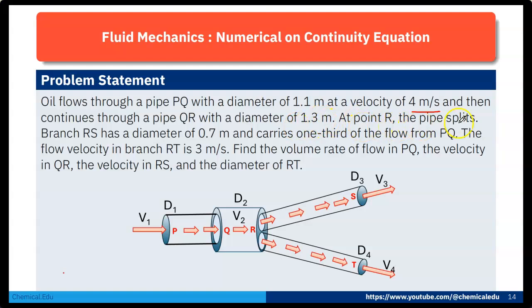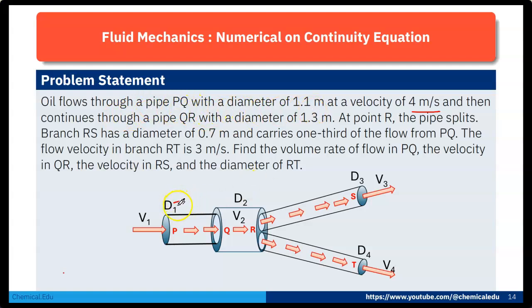At point R, the pipe splits into branches. RS has a diameter of 0.7 meter and carries 1/3 of the flow from PQ. The flow velocity in branch RT is 3 meter per second. Find the volume rate of flow in PQ, the velocity in QR, the velocity in RS, and then the diameter of RT.